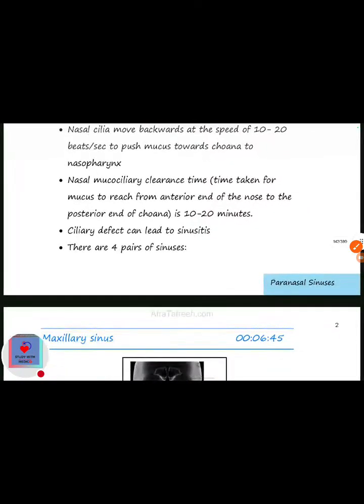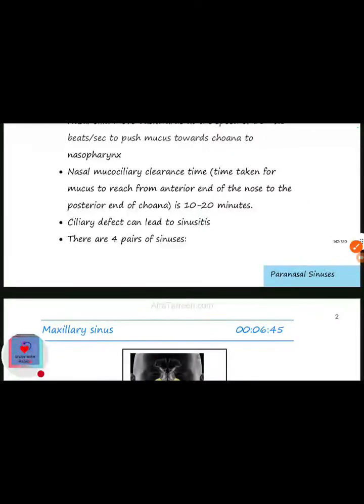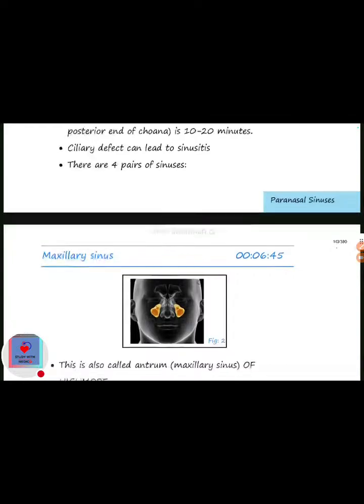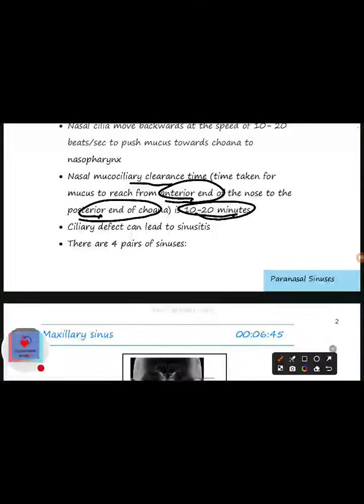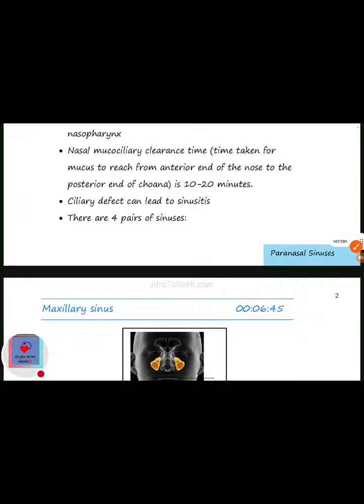Nasal mucociliary clearance time for mucus to reach from the anterior end of the nose to the posterior end of the choana is 10 to 20 minutes. So this is also a previous question. From the anterior end of the nose to the posterior end, it takes 10 to 20 minutes. Ciliary defect can lead to sinusitis.